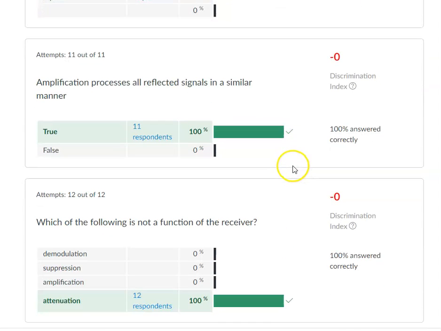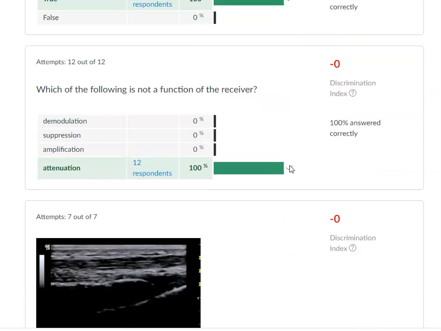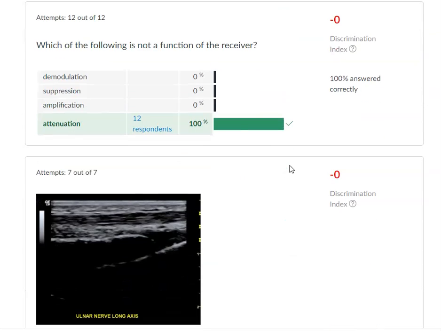Right, next question. Amplification processes all reflected signals in a similar manner. That's true. Amplification amplifies everything. It is your compensation that amplifies it in different manners. Next question. Which of the following is not a function of the receiver? Of course, attenuation is not a function of the receiver. That's a result of the media.